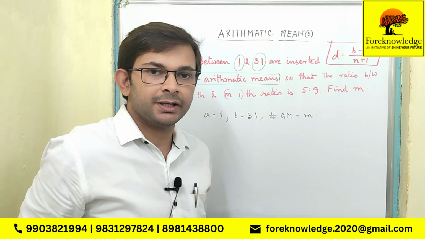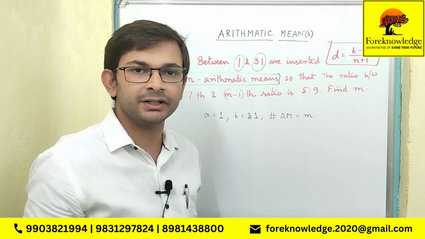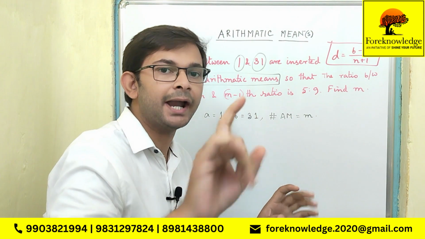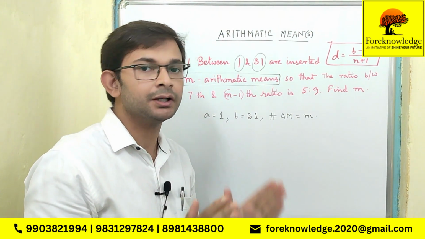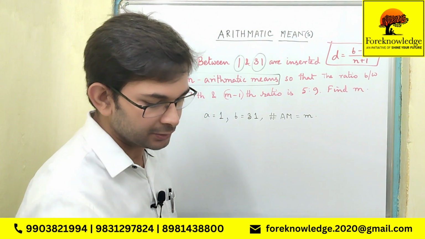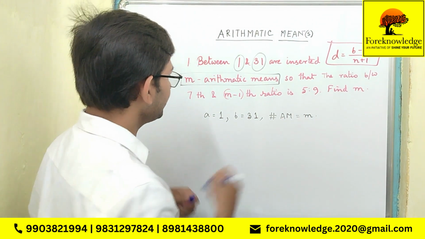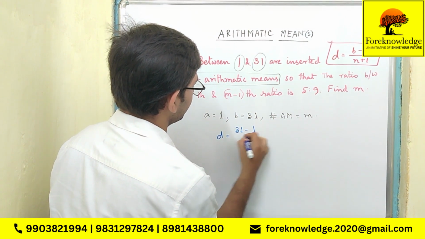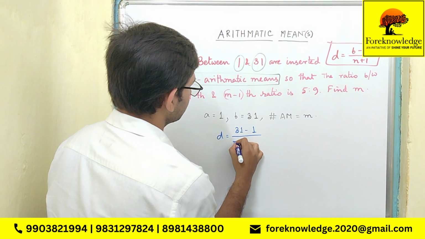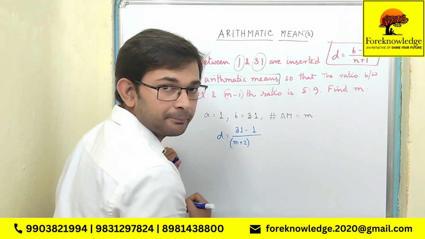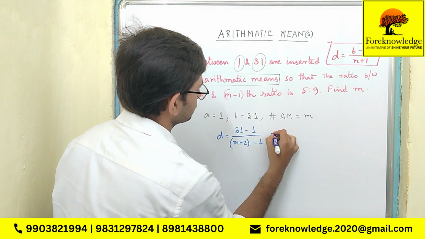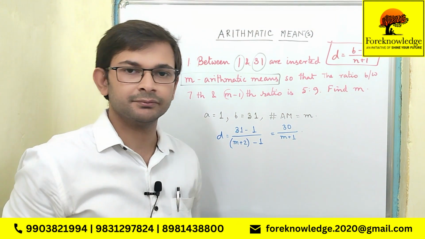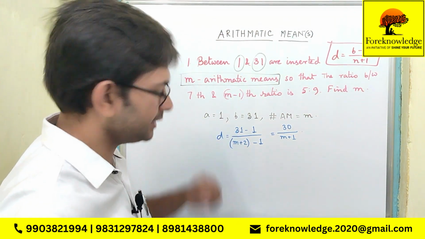So how many terms will be in the AP? There will be m plus 2 terms in the AP, because 1, then m arithmetic means, and then 31. So there are total m plus 2 elements in the AP. So D will be equal to 31 minus 1 whole divided by total number of elements in the AP minus 1, that is m plus 2 minus 1. So this is nothing but 30 by m plus 1. This is what D is.